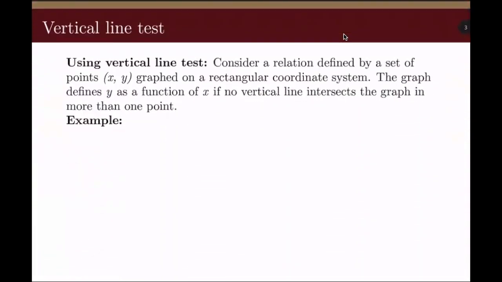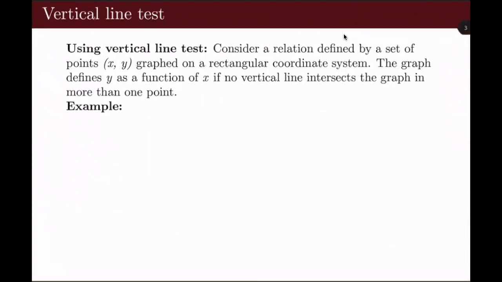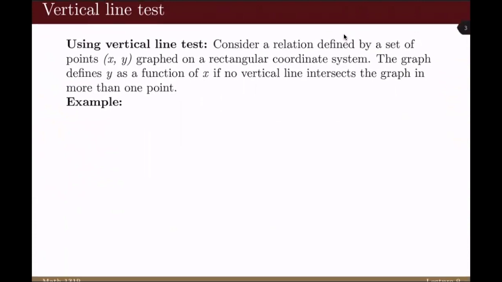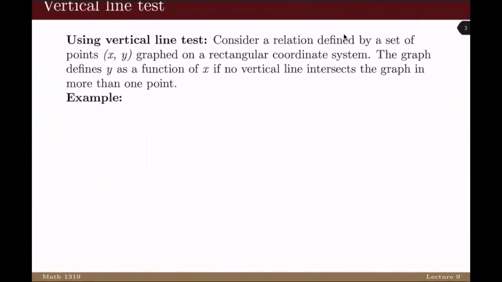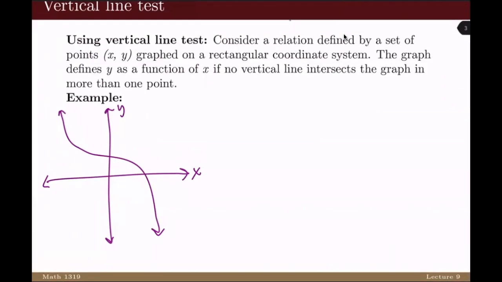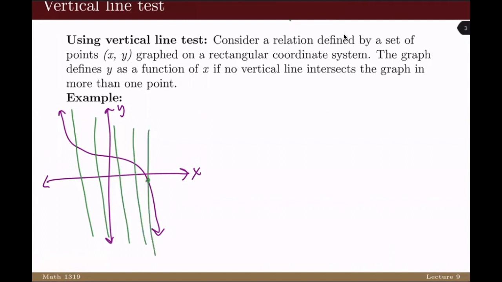The vertical line test. So consider a relation defined by the set of points x and y graphed on a rectangular coordinate system. The graph defines y as a function of x if no vertical line intersects the graph in more than one point. For example, here's my y, here's my x. So let's say I have this function here. So what we would want to do is just start by drawing some vertical lines. We can see that each vertical line is going to intersect my graph at exactly one point. So this is a function.